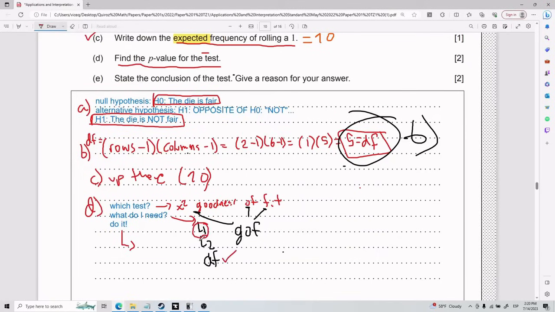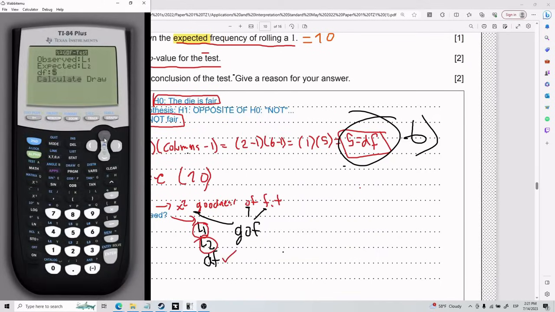Now I need L1 and L2. How do I find L1 and L2? Go to stat and edit. This is the kind of thing you have to memorize. You go to stat and edit. Here are my lists. L1 and L2 are up here. One of them is observed, the other one is expected. Which one was which? We go back because our memory is fragile. L1 is observed, L2 is expected.